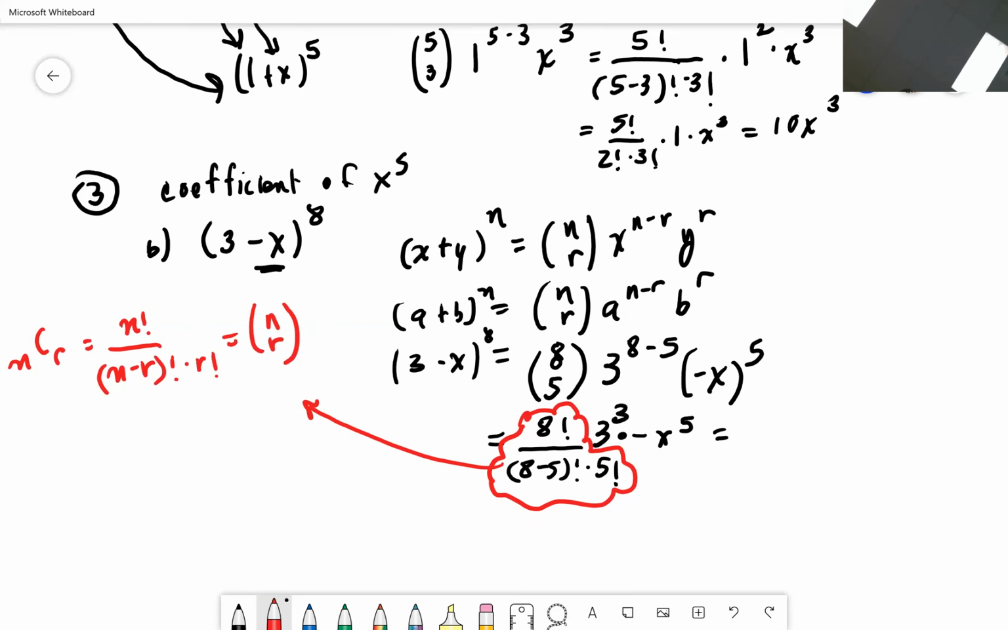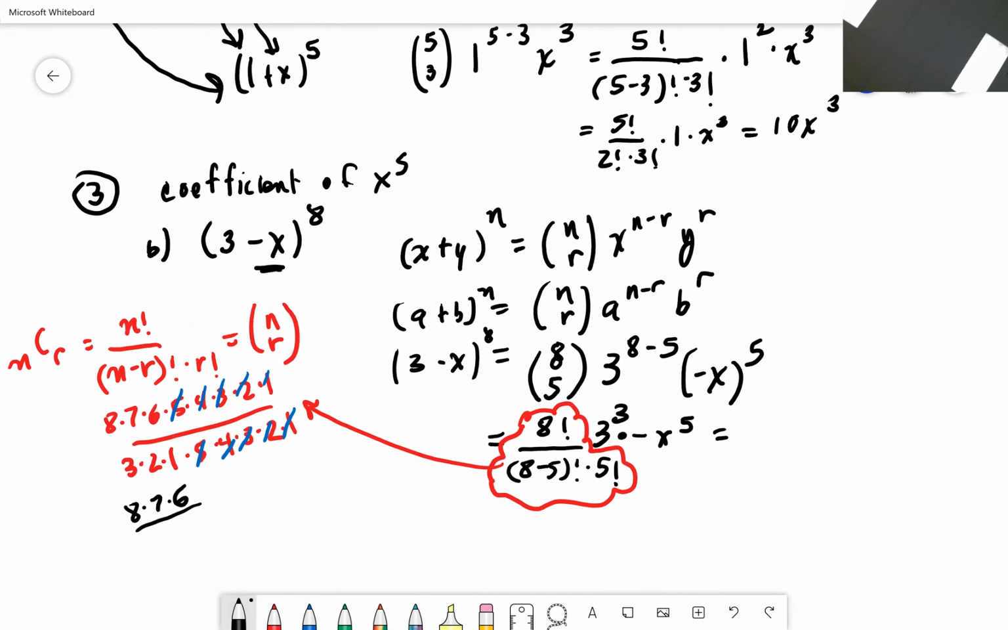Right? So this is going to come out to 8 times 7 times 6 times 5 times 4 times 3 times 2 times 1 divided by 8 minus 5 factorial, which is 3 times 2 times 1 times 5 times 4 times 3 times 2 times 1. And then you're going to begin the work of canceling out. And then you realize right now that you have 8 times 7 times 6 divided by 3 times 2 times 1, which is 6. Just cancel this out, and we're left with 56.